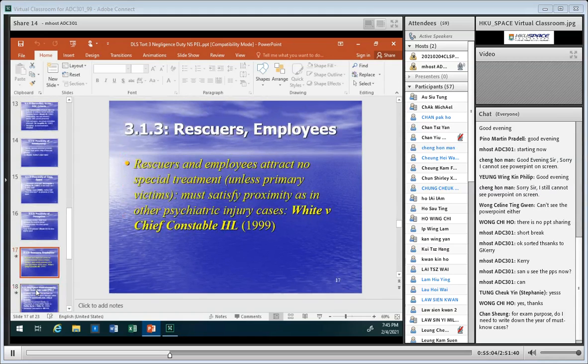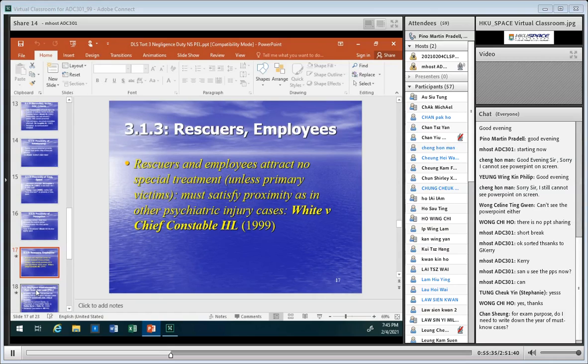Might be. Rescuers and employees, do they attract any special attention with regard to duty of care? Well, unless they're primary victims, then of course they can claim for nervous shock, but rescuers and employees normally will not be owed a duty of care. If they are secondary victims, you'd have to satisfy the proximity elements as with other psychiatric injury cases.